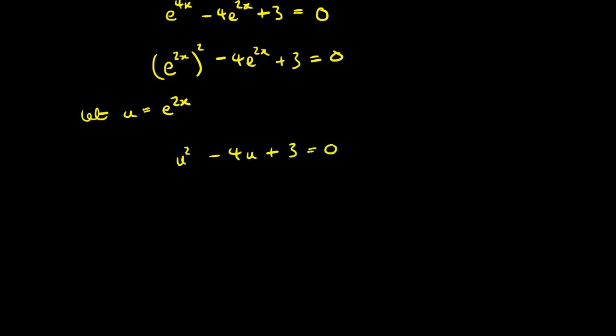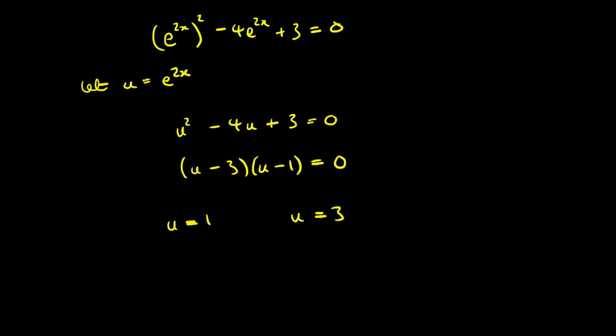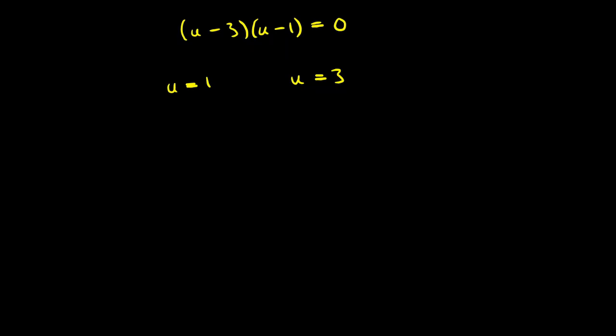That's very clearly a quadratic, and that's a quadratic that will factorize to give u minus 3 times u minus 1. And so that's going to have solutions u is equal to 1 and u is equal to 3. Well, we just said that u is equal to e to the 2x. So what we're really doing is we're solving e to the 2x is equal to 1 and e to the 2x is equal to 3.